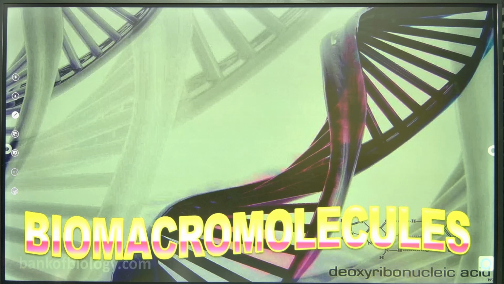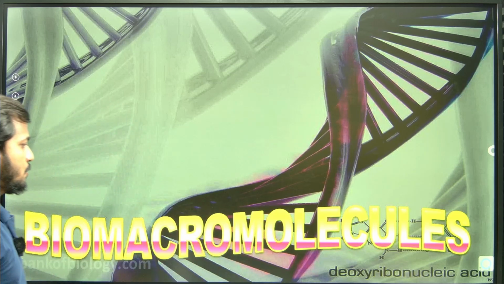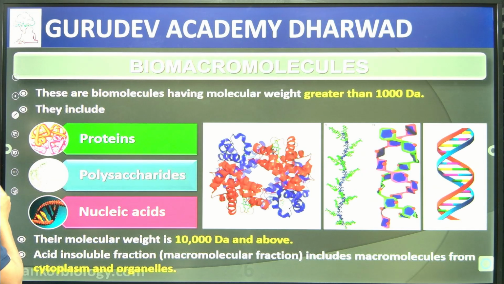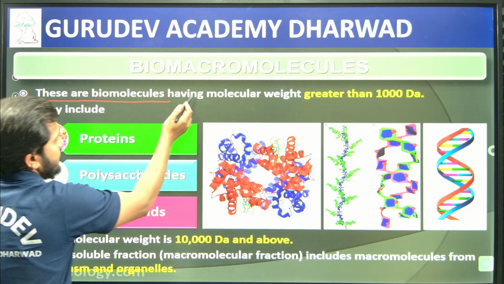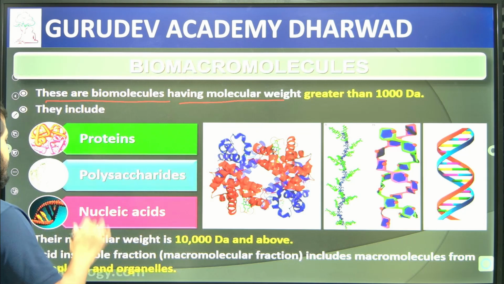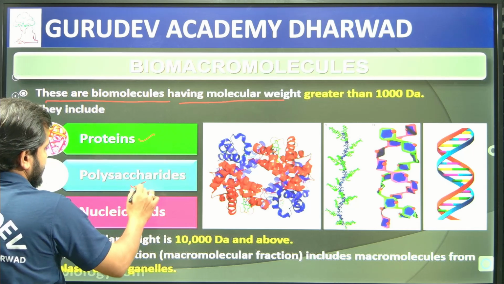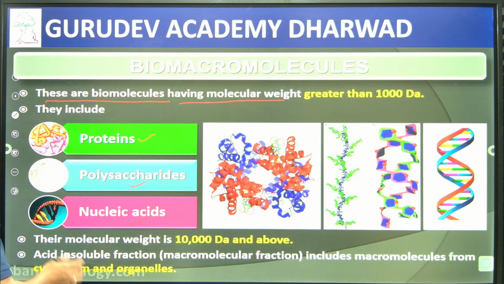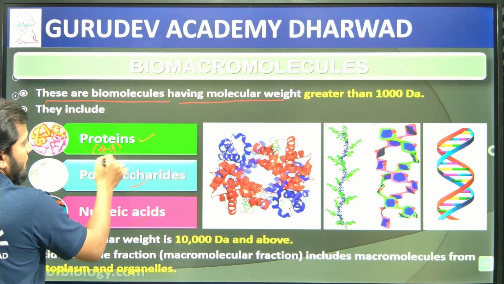Then we are going to discuss with respect to biomicromolecules. Biomicromolecules structurally, if we consider, these are the molecules having molecular weight greater than 1000 Dalton. That is what we have already discussed. Then they include the proteins, polysaccharides, nucleic acids, right? Majorly if you consider, protein is made up of amino acids, that I have already discussed.